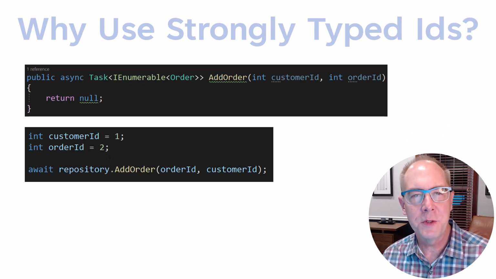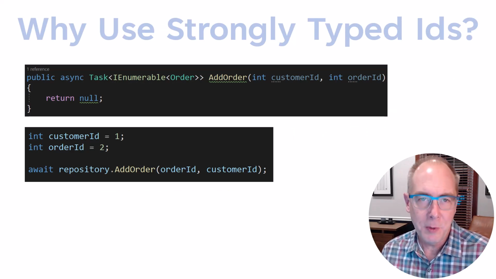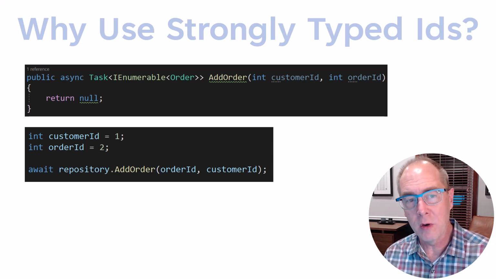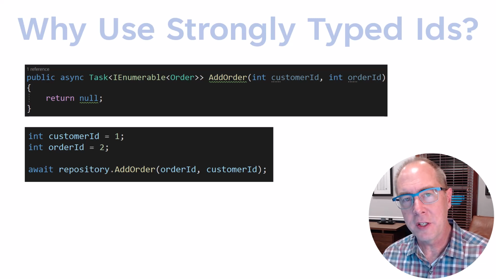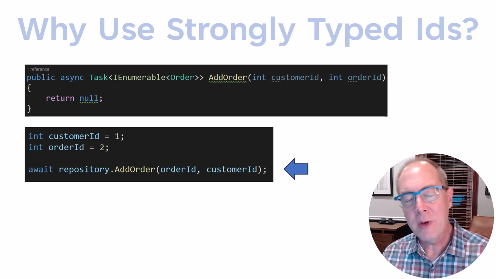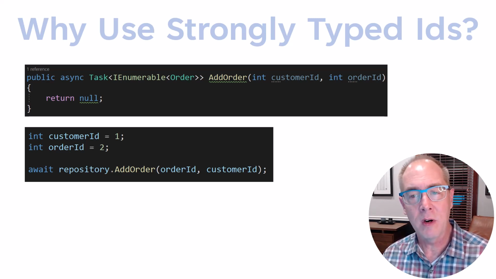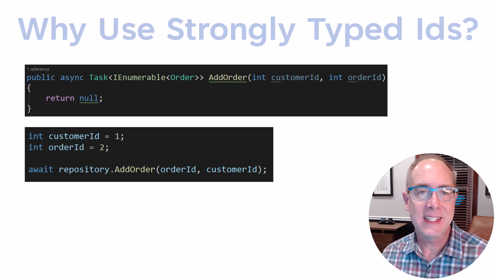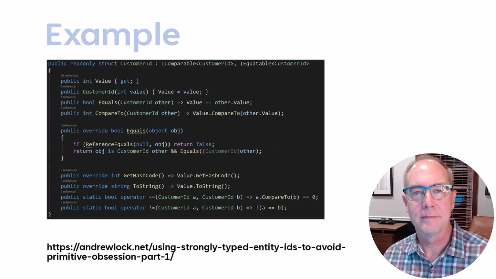So why should we use strongly typed IDs? Well, suppose we have a function that takes in 2 integers, maybe a customer ID and an order ID. If we call that function, the compiler can check to make sure that the values we're passing in are both integers, but it can't check to see if they've been transposed. So what if we had a type that represented the customer ID and a type that represented the order ID? Then the compiler could tell us if they were transposed. And that's what strongly typed IDs do. They provide type safety for identifiers.